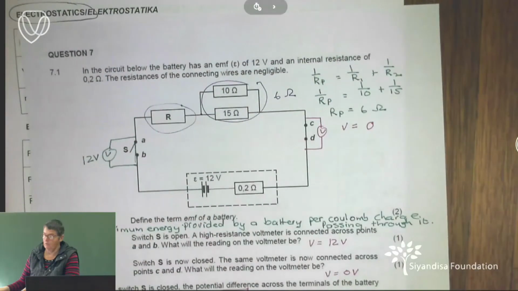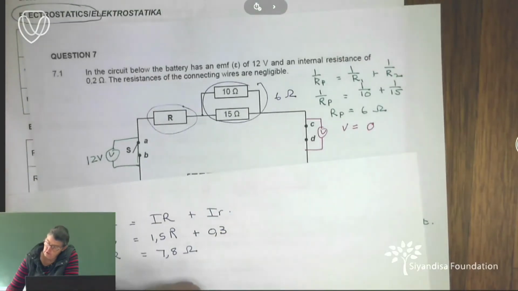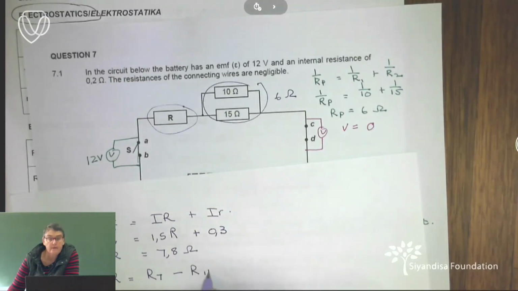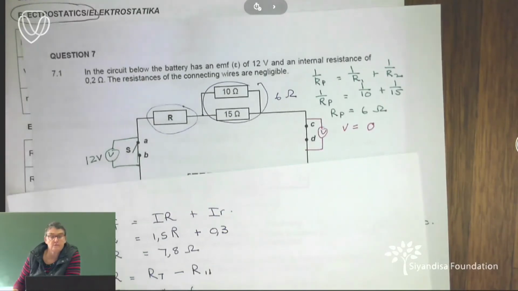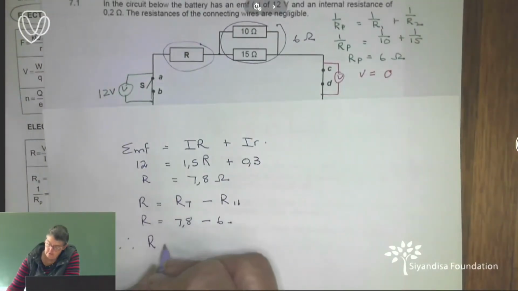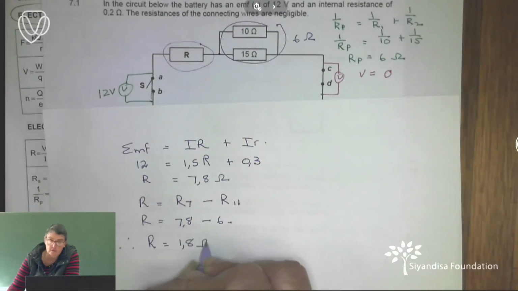Okay, so what do I do now? Now I'm going to say R is equal to R total minus R parallel, right? So R is going to be equal to 7,8 minus 6, and therefore my resistance of R is going to be 1,8 ohms.